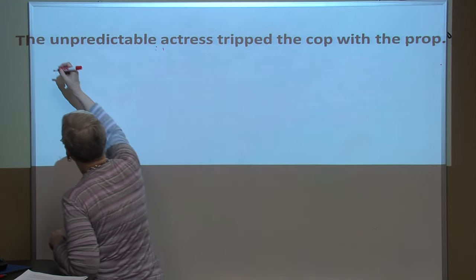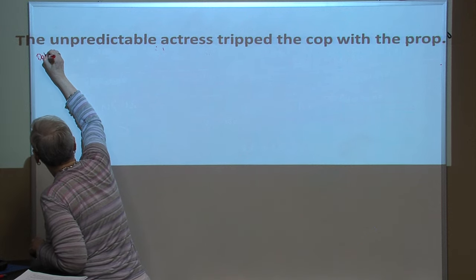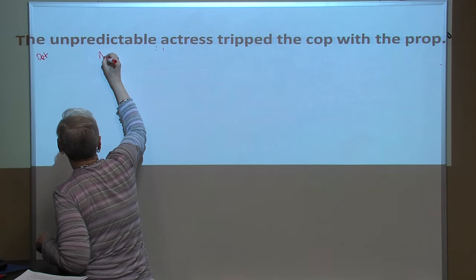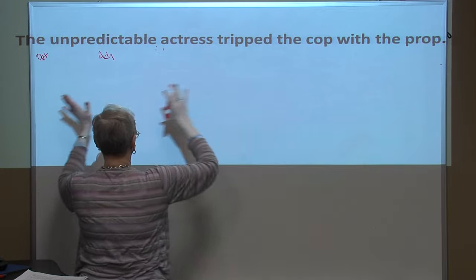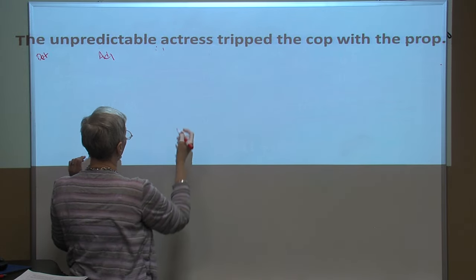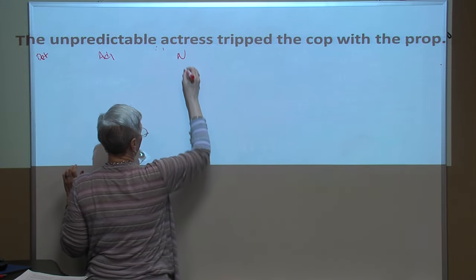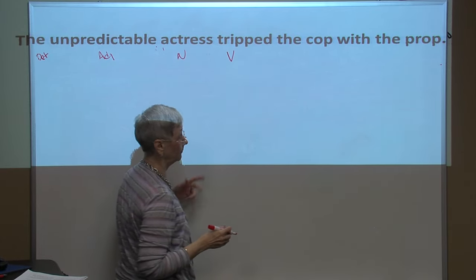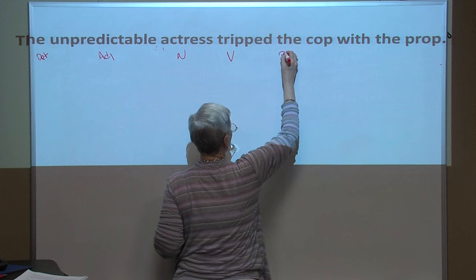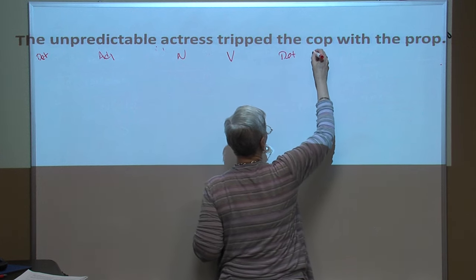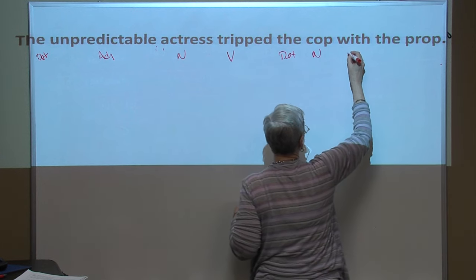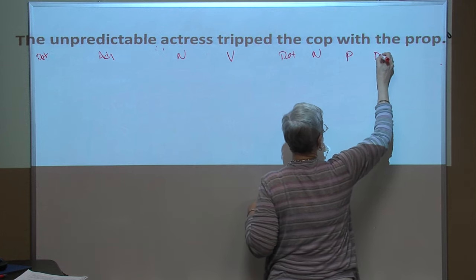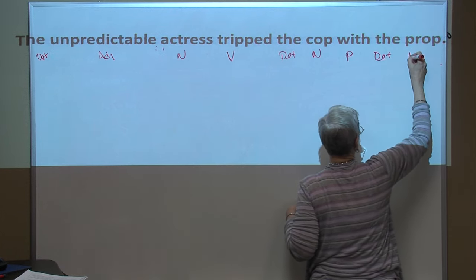The is a determiner. Unpredictable is an adjective. We're moving from left to right, labeling our lexical items. Actress is a noun. Tripped is a verb. We'll find out what kind of verb later. The is a determiner. Cop is a noun. With is a preposition. The is a determiner. Prop is a noun.